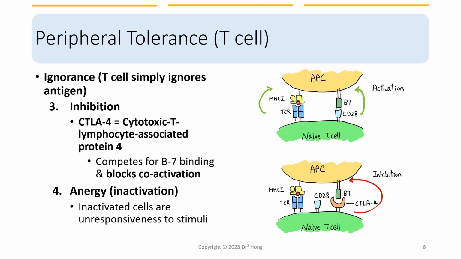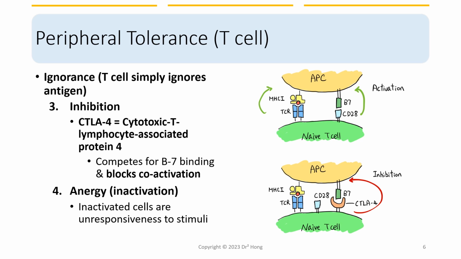Some T cells also express something called CTLA4, cytotoxic T lymphocyte associated protein 4, which can be a receptor or can be in a soluble form. This can bind to B7 on antigen presenting cells with a higher affinity than the co-stimulation receptor CD28. In animal studies, it has been shown that the blockade of CTLA4 accelerates the progression of autoimmune diabetes in mice, so it plays a role in autoimmune development.